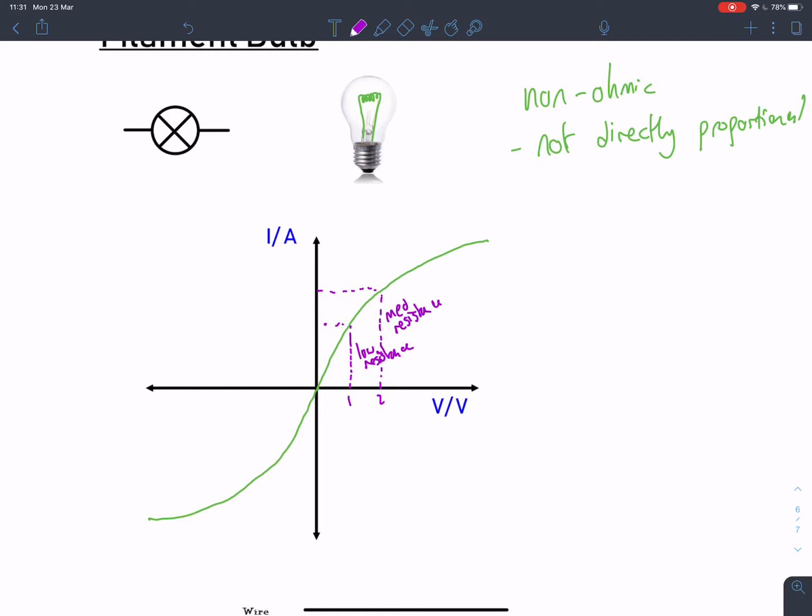Let's go again to 3 volts. And I get an even smaller increase in current. So what's actually happening is as voltage increases, the resistance is increasing.